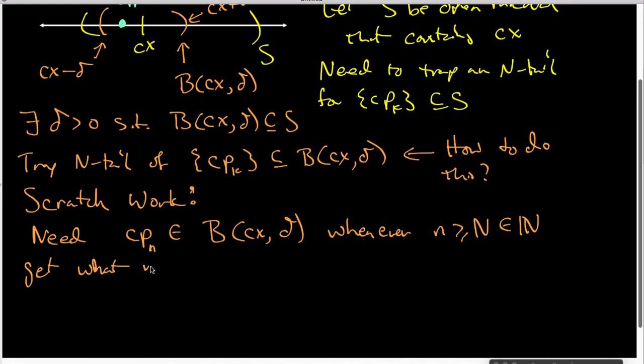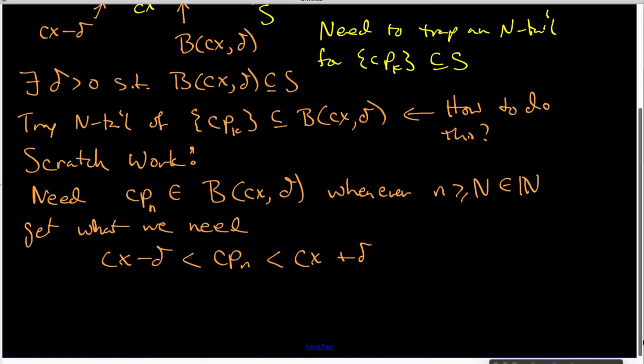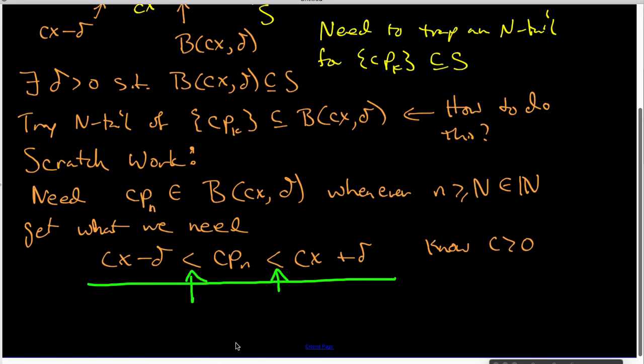So I get what we need: C times Pn is trapped between Cx plus delta and Cx minus delta. Now, this is all still scratch work. And what I want to notice is that in my scratch work, I know that C is bigger than 0. So if I divide this inequality by C, the directions of these less than signs are not going to change.